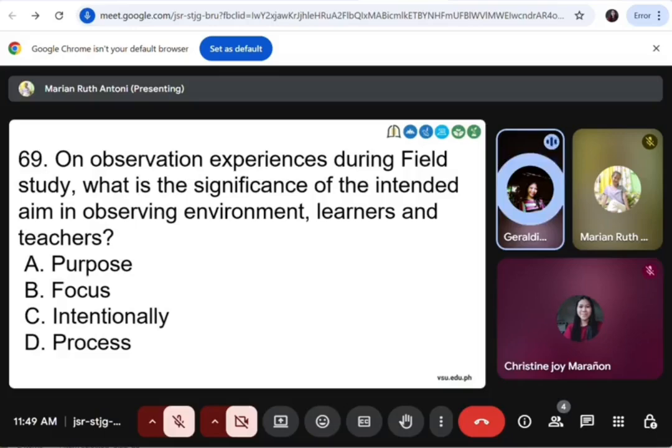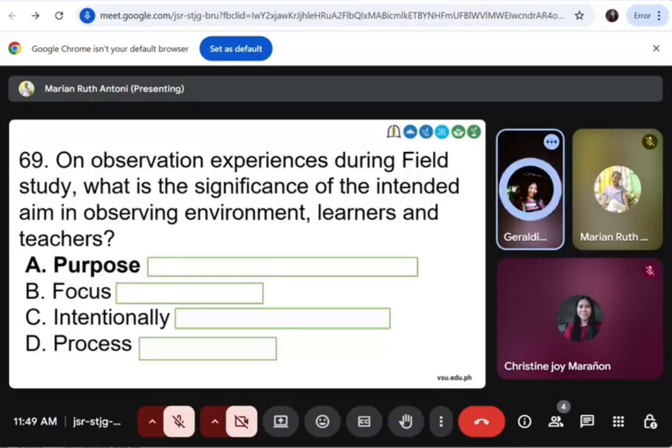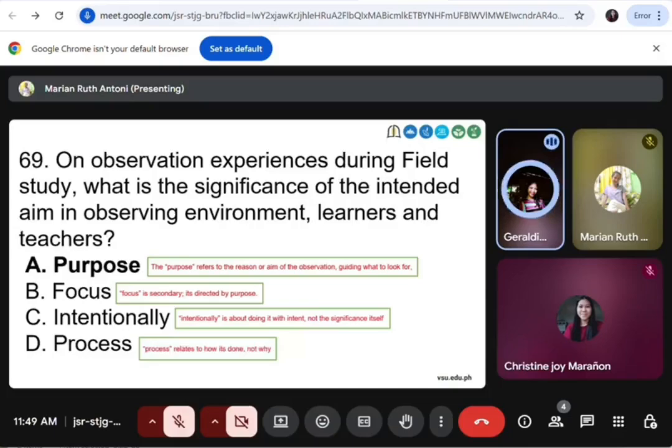So the correct answer is letter A. Purpose. It's because purpose refers to the reason or aim of the observations, guiding what to look for. So why not letter B, C, and D?